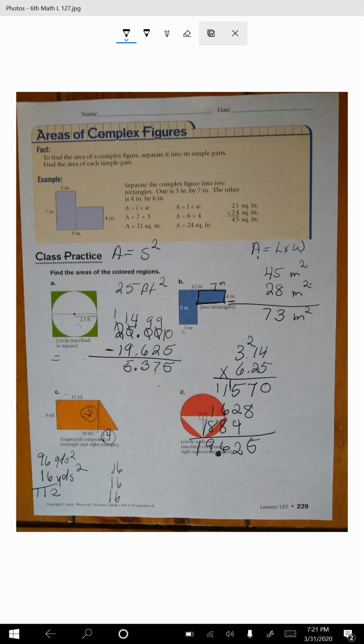So what you got? How about that? How does that look? 5.375 feet squared is the area of the green parts. Wasn't that bad? Bunch of steps, but all stuff we knew how to do.